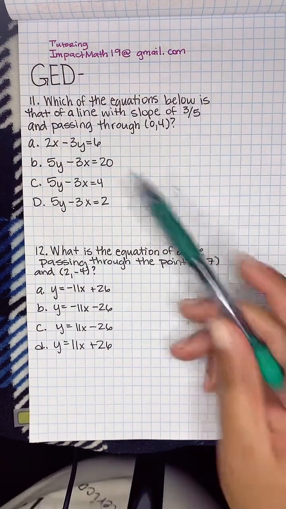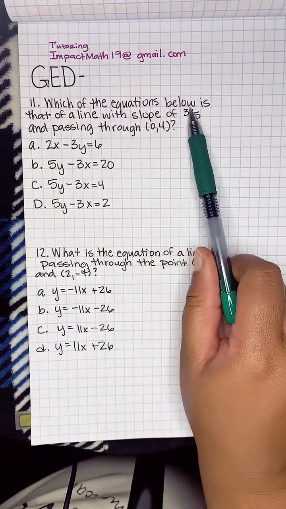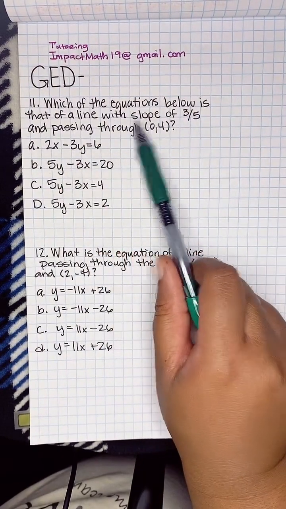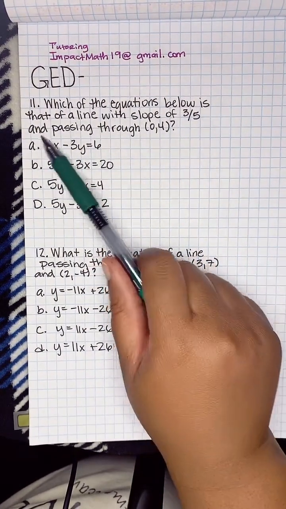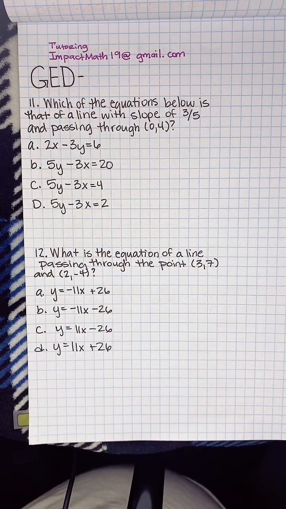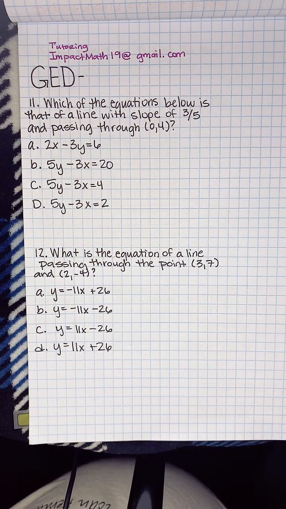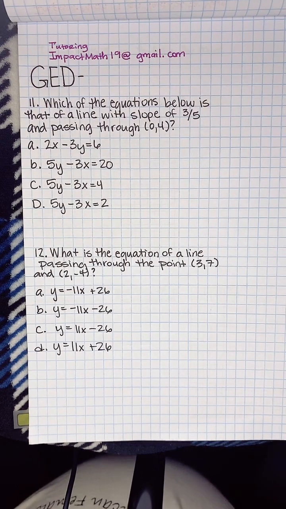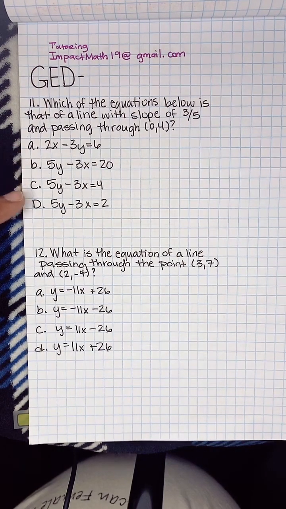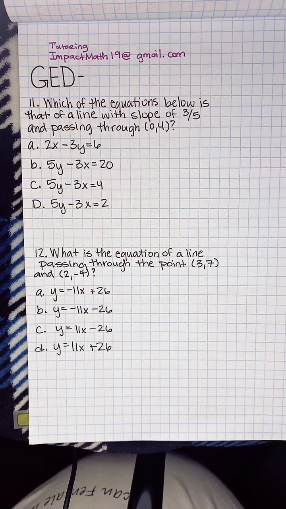All right, number 11. Which of the equations below is that of a line with the slope of 3/5 and passing through 0, 4? Okay. So, okay. What do you guys think? A, B, C, or D?